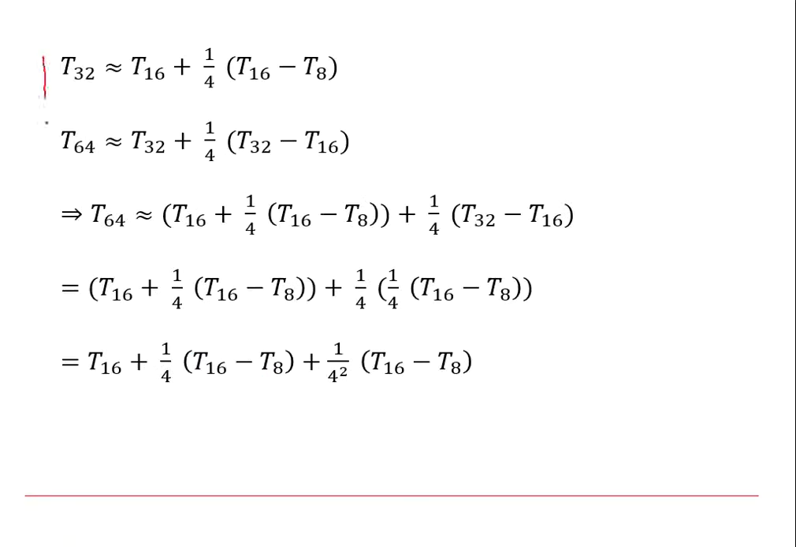So we've got these two expressions for T32 and T64 to start with, and then the expression for T64 gives us that if we replace T32 with that expression, and then T32 minus T16, we can obtain from that expression there, so that becomes a quarter times T16 minus T8, and so this gives us the expression for T64 in terms of T16 and T8.